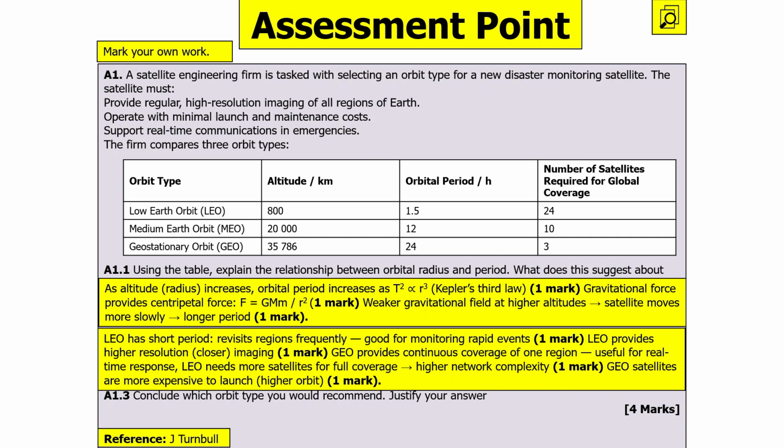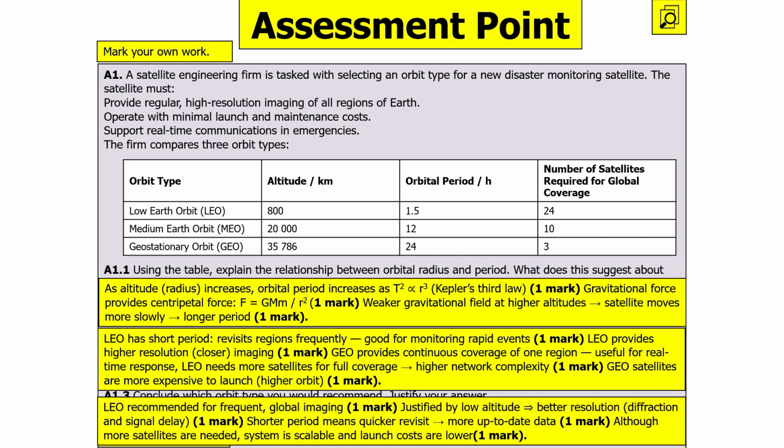The LEO will need more satellites for full coverage, so you need a higher network. So the GEO satellites will also be more expensive to launch as they go into a higher orbit. Now, finally, I would recommend the LEO for frequent global imaging. It's justified by its lower altitude to give better resolution as there's less diffraction and signal delay, and the shorter time period means a quicker revisit, so you'll get more up-to-date information on the disaster. Although more satellites would be needed, the system is possible and the launch costs for each one will be lower.